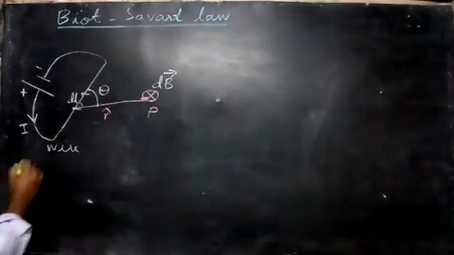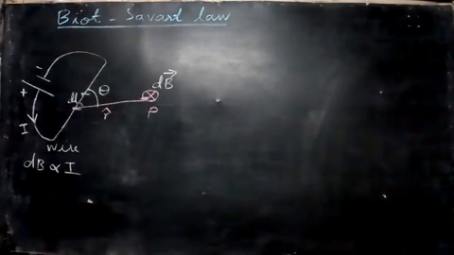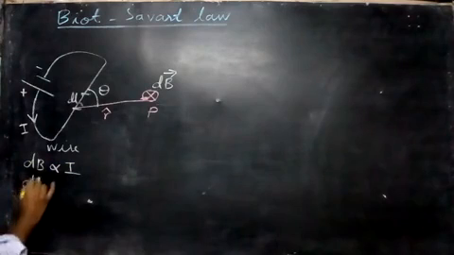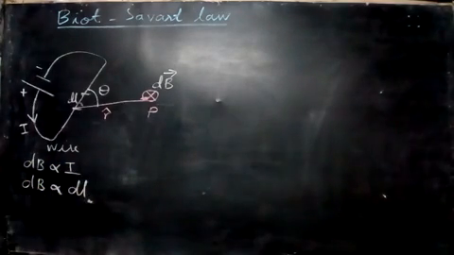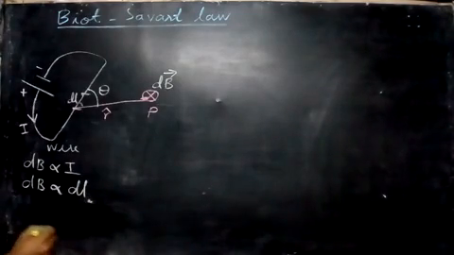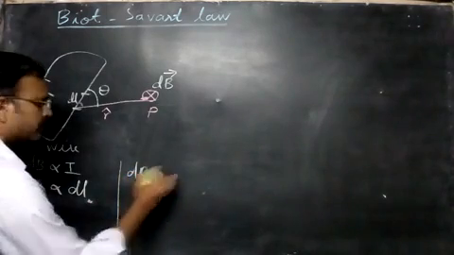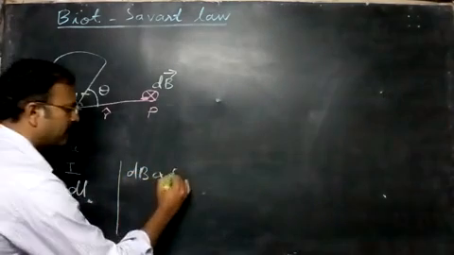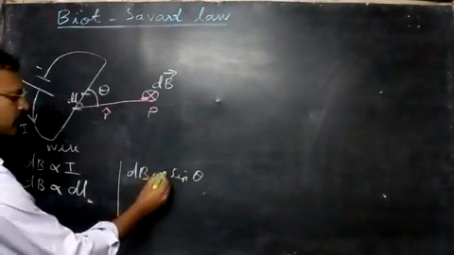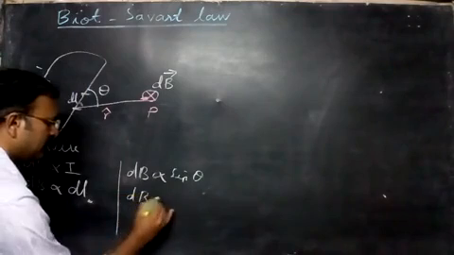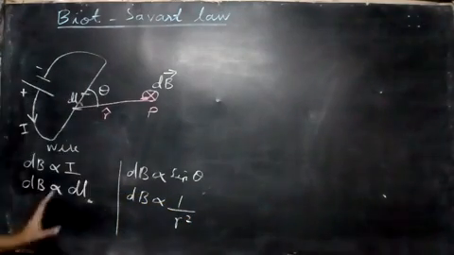First, the magnetic field is directly proportional to the current. That's the first statement. The second statement is the magnetic field is directly proportional to the element length dl. Third statement, the magnetic field dB is directly proportional to the sine of the angle, sine theta. Then the fourth statement, the magnetic field is inversely proportional to the square of the distance. So we have these four proportionalities now.